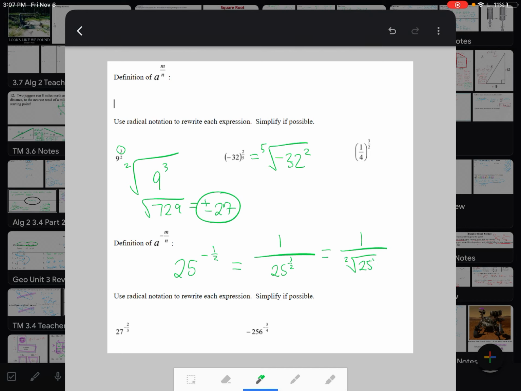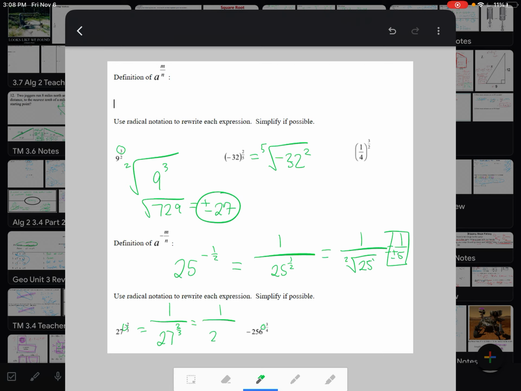Well, we know from before that 25 to the 1/2 power is actually just the square root of 25, or the square root of 25 to the first power. So we just know that it's 1 over plus or minus 5. Or plus or minus 0.2, I think, if we have that to the decimal. So if you ever have a negative, it's just 1 over whatever it's asking you.